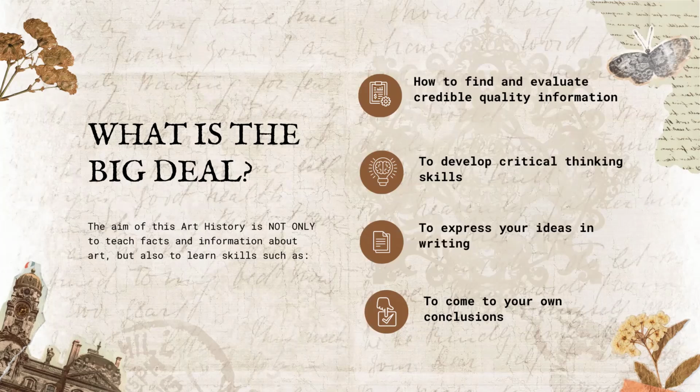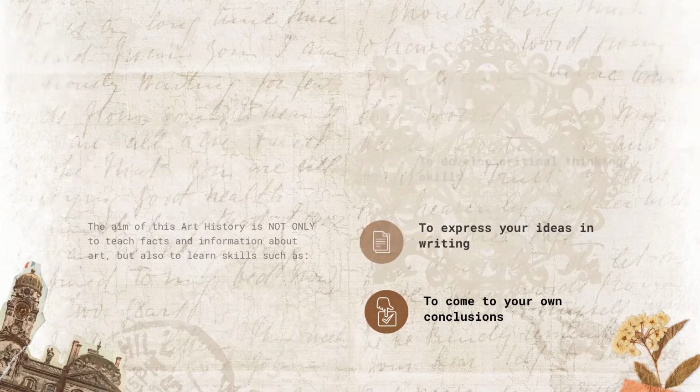Then we also want you to learn to express your ideas in writing. This is very important and an essential part of the subject of art history. So we want to see that you've looked at the artworks and the readings, and that you can express what you've learned in your own words in writing. We also want you to come to your own conclusions, and the study material is set up in such a way that you will be assisted to do this.